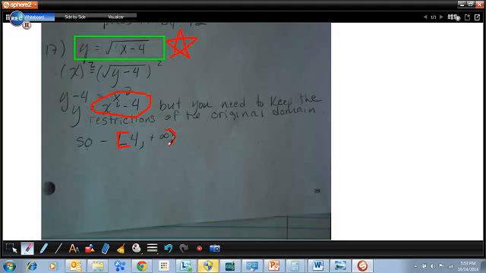So I feel like this is where some of you might get some points off your test, is not realizing that you need to look at the original equation here when you're trying to find your domain of the inverse.